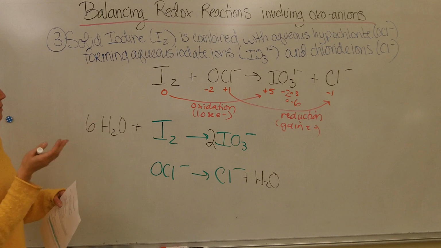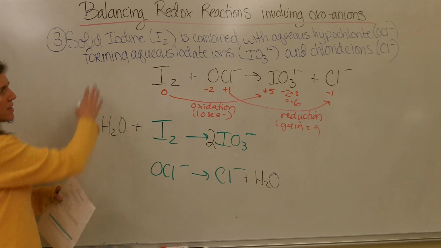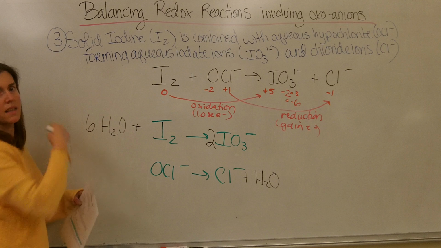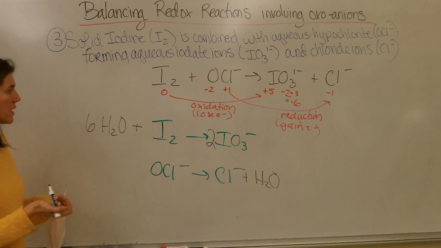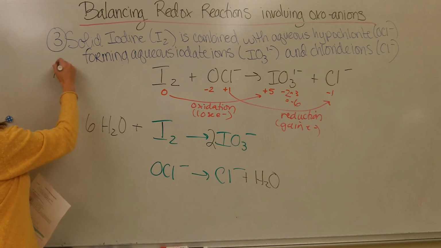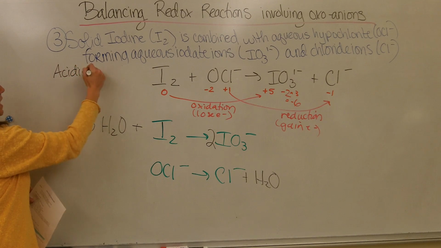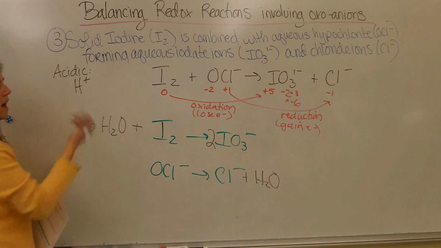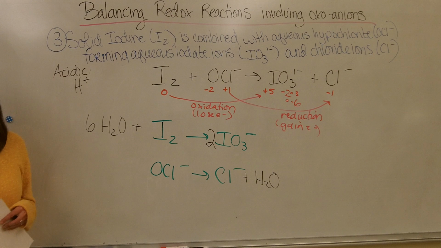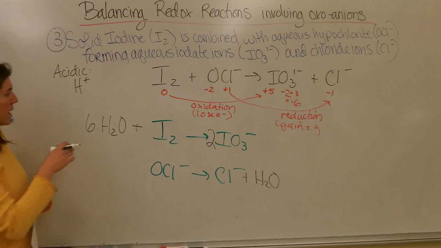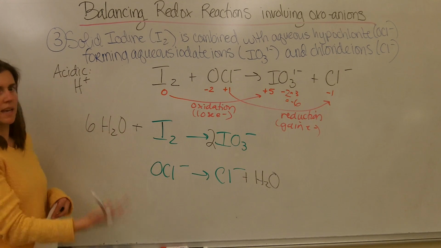So we're going to assume that this is happening under acidic conditions. Typically it should tell you that in the problem, that this reaction happens in acidic conditions. So if it's happening in acidic conditions, that means that there are H plus ions floating around, because acids will produce H plus ions. Okay, so we want to balance out the hydrogens by adding H plus ions.